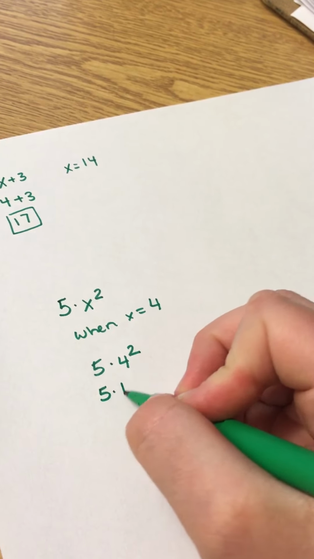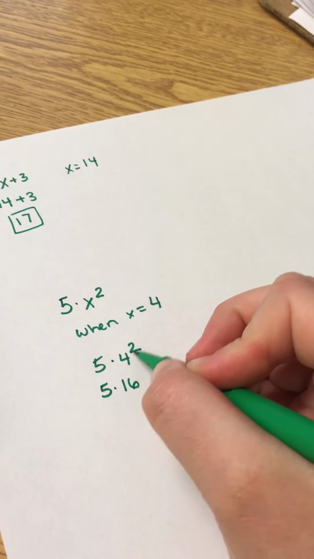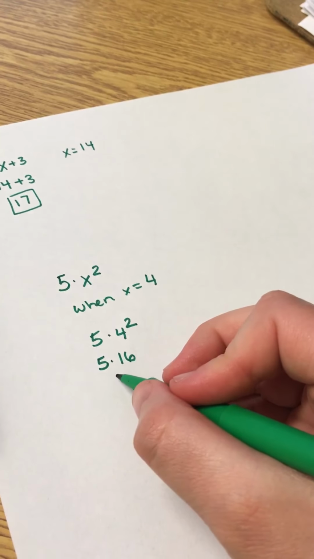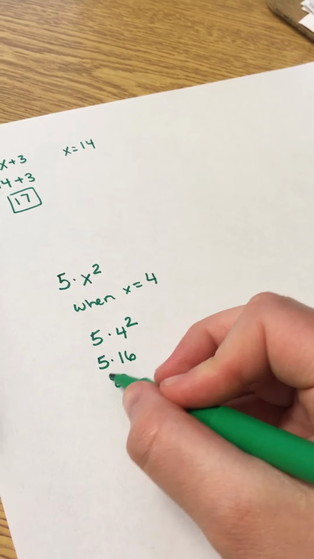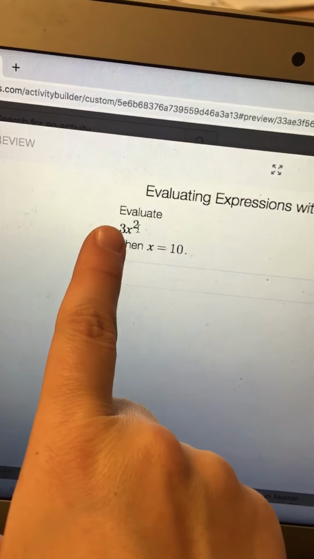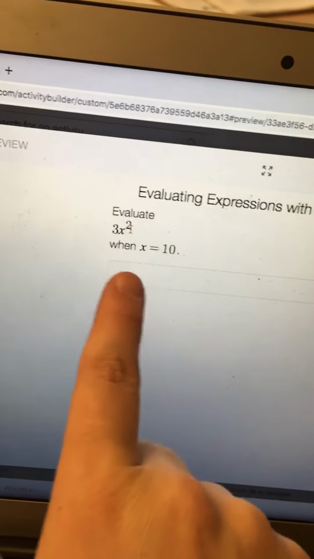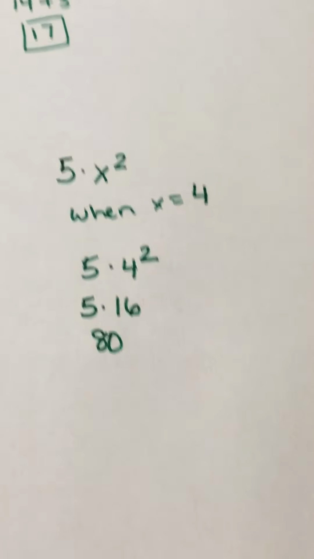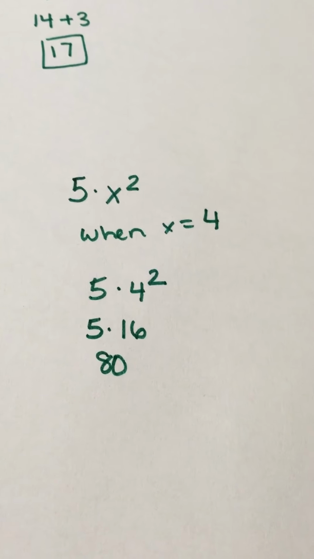I'm going to say 5 times, I'm going to see what that's equal to. 4 to the power of 2 is 16 because it's 4 times 4. And then 5 times 16 is 80. So 80 is the value that I would put in this box. But your problem is 3 times x to the power of 2 when x equals 10. Again, if you want to, you could pause the video and look at my steps for this example problem.